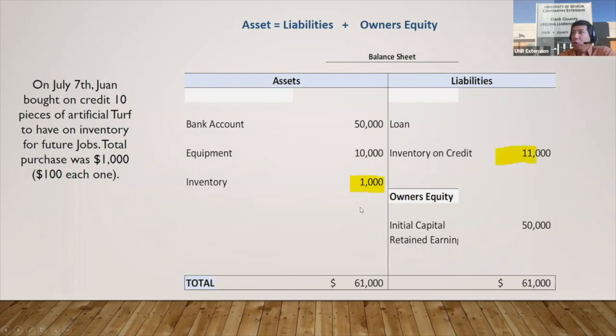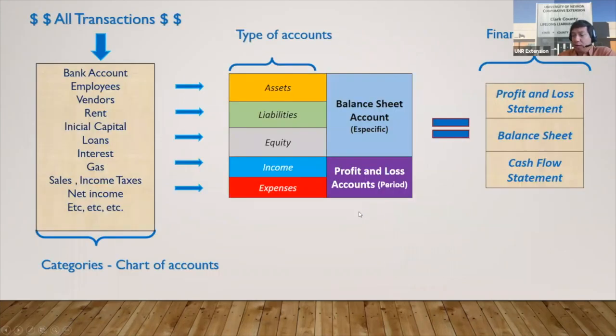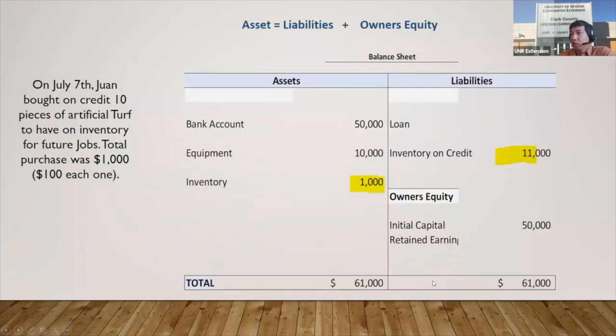So $1,000 on the liability side, we have the same. Okay, everything clear right here. We just used the balance sheet.